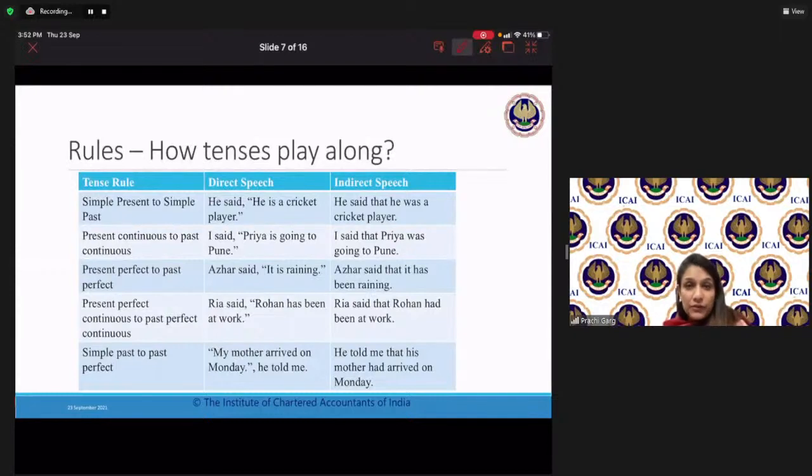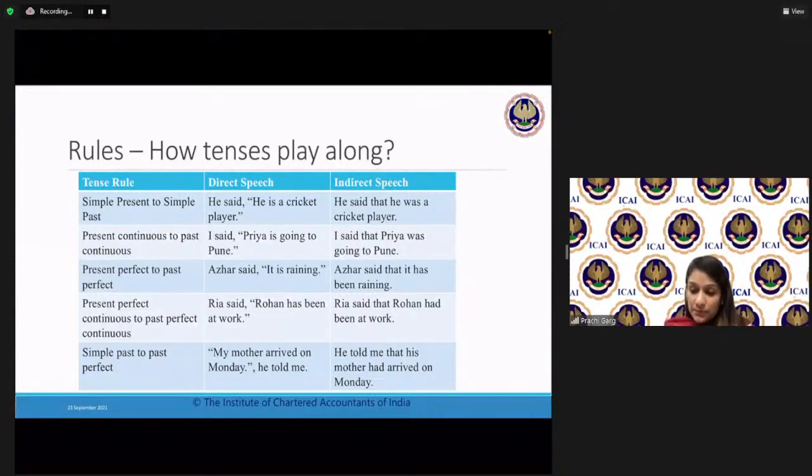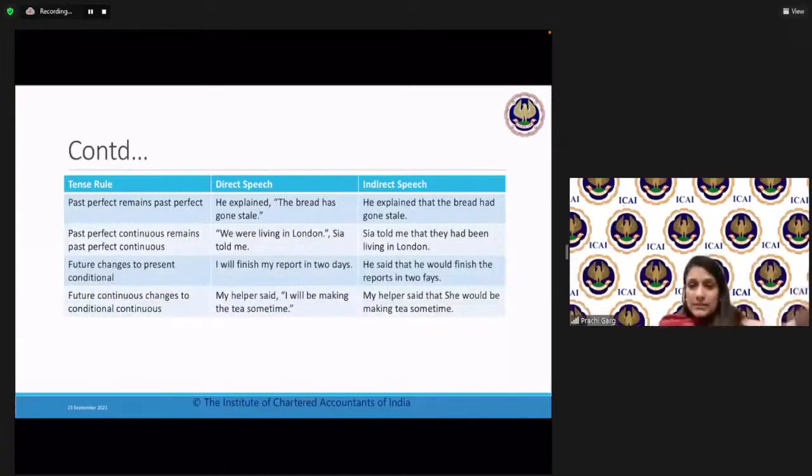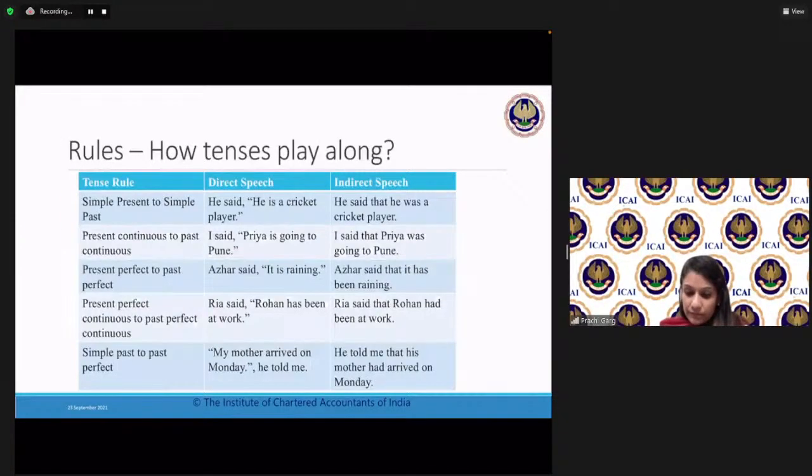This shouldn't be very difficult for you guys to understand now that you understand tenses and how to change them. This is the easiest part in direct indirect speech. You are just changing from simple present to simple past, present continuous to past continuous, present perfect to past perfect, present perfect continuous to past perfect continuous, simple past to past perfect. So, corresponding basically, okay? Until future. Now, he said he is a cricket player. He said that he was a cricket player.